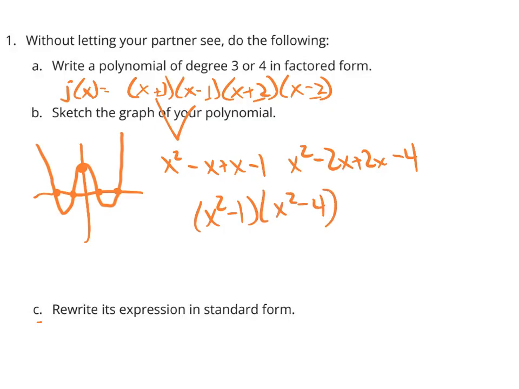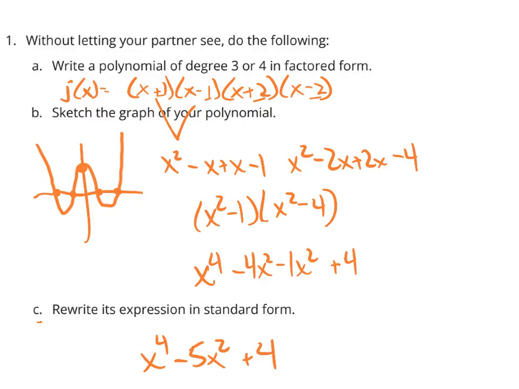I'm going to do the same thing here. I'm going to go x to the 4th minus 4x squared minus 1x squared, and then plus 4. And that's going to give me x to the 4th minus 5x squared, no x term, plus 4.